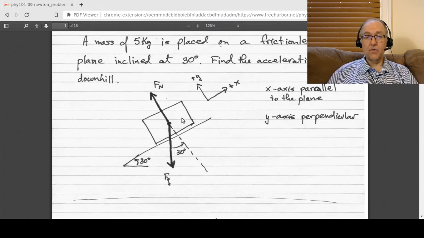It's Fg that's hard here. Why? Because Fg will have not only a component parallel to the plane, but also a component perpendicular to the plane. In other words, there'll be an Fgx and an Fgy, okay? So it'll actually break up into two components. So that's where we're going to head with this, all right?